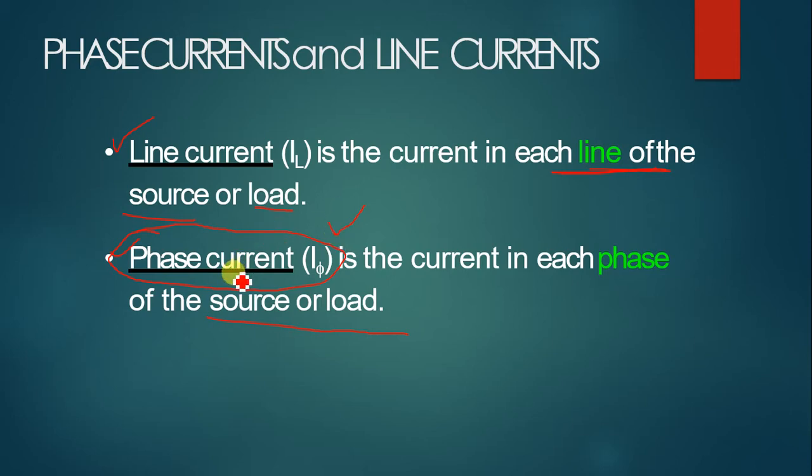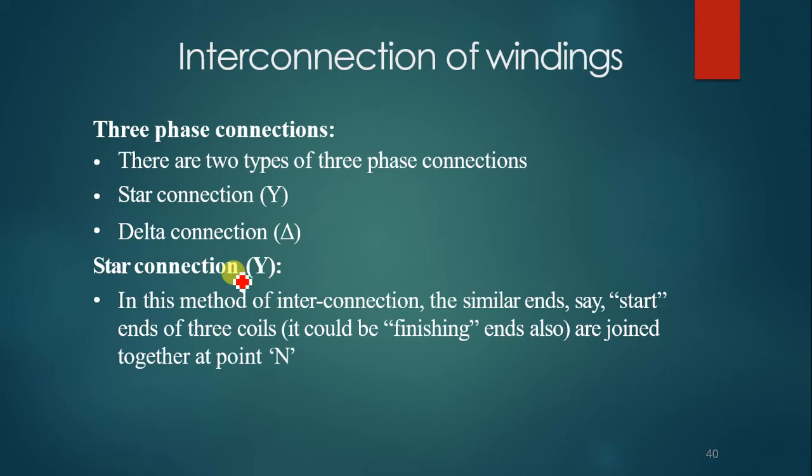Second thing is interconnection of windings. Any three-phase circuit will have two types of three-phase connections. The first one is star, denoted by Y. The circuit will look like a Y configuration. Similarly, delta. There are only two configurations.